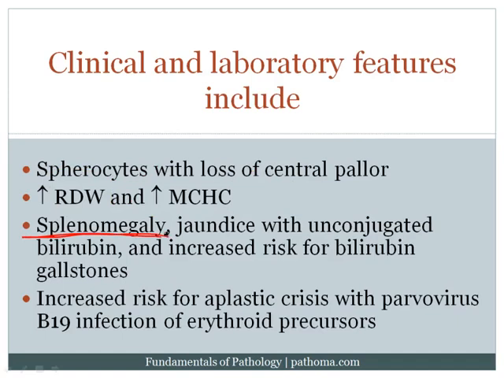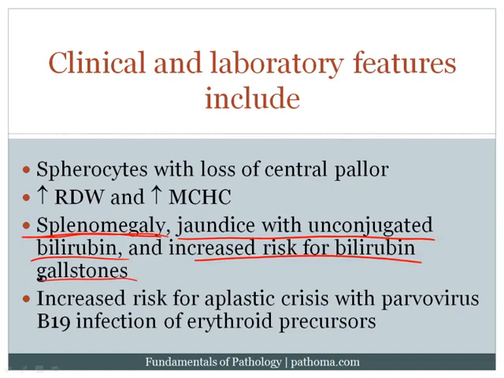Because the spleen is where the consumption of the spherocytes is occurring. It's important to note, and examiners like to ask you, that this is a work hypertrophy, so that the macrophages of the spleen will undergo hypertrophy as they begin to eat away at these red blood cells. Patients will also develop jaundice with an unconjugated bilirubin, and there will be an increased risk for bilirubin gallstones.